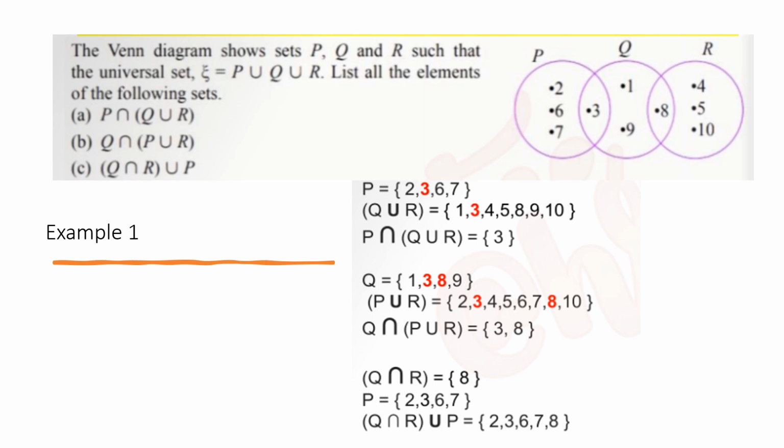And then Q intersect R union P is all the elements present in both sets. So 2, 3, 6, 7, and 8. Alright? Okay, I'll go through the next example.